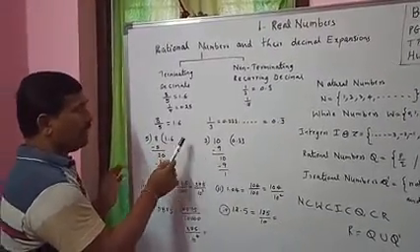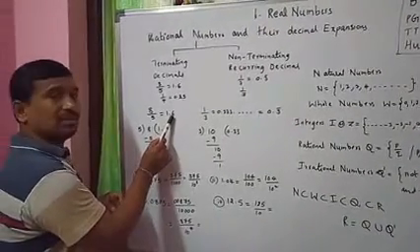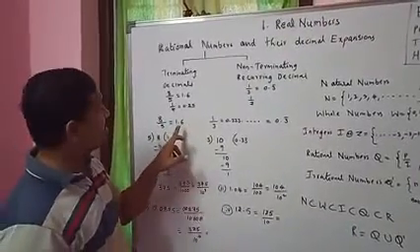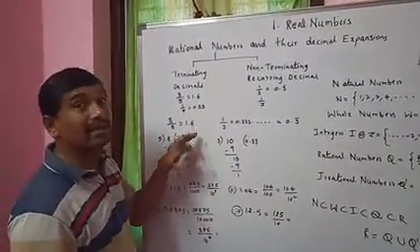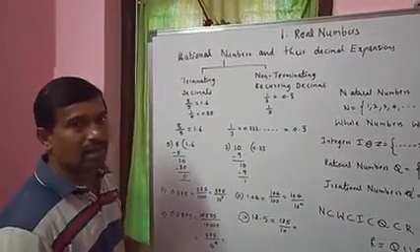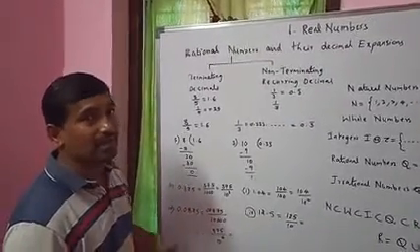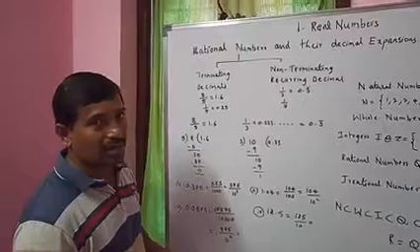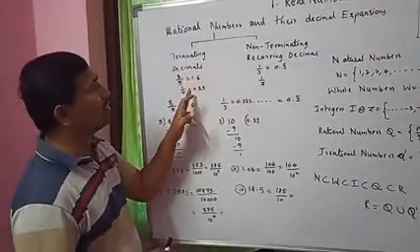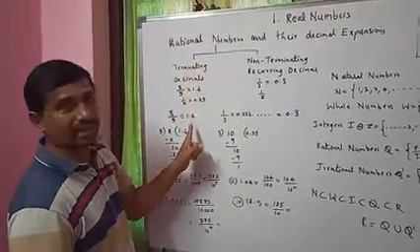Now here, after the decimal point, how many digits are there? Only one digit, so countable. After the decimal, the digits are countable. This decimal is called terminating. Terminating means ending. For example, if any employee or laborer is not doing the job, they are terminated, meaning removed from the job. So 1.6 is a terminating decimal.